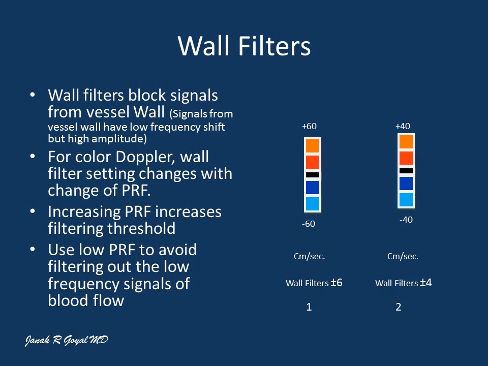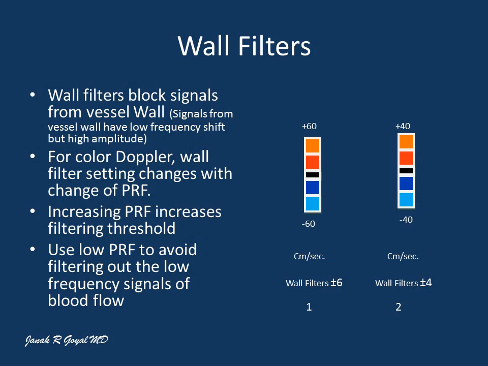The wall filter setting is very important when looking for low velocity flow. The wall filters block signals from vessel wall. The signals from vessel wall have low frequency shift but have a high amplitude. For color Doppler, wall filter setting changes with the change of PRF. It means the PRF and wall filters are linked together, so they go hand in hand. So increasing the PRF increases the filtering threshold.